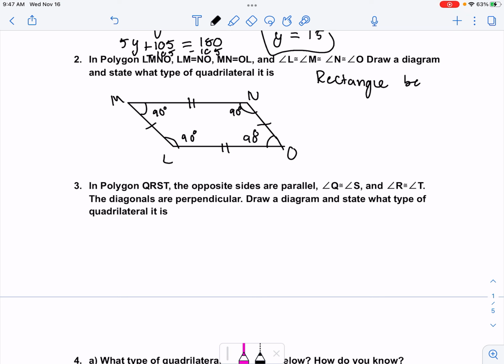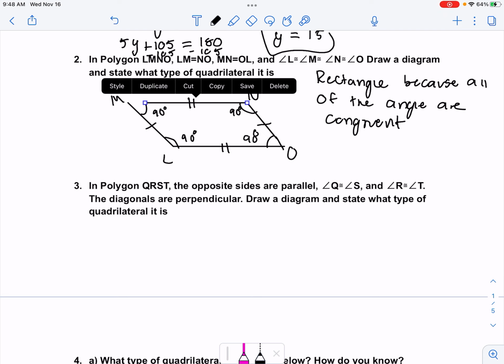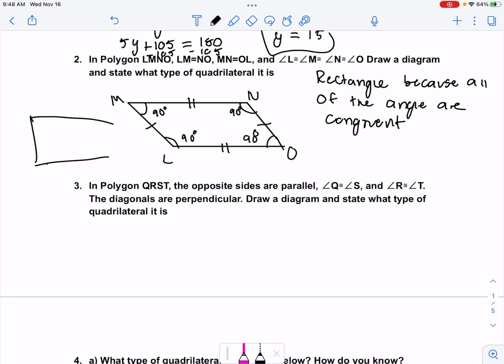And that's because all of the angles are congruent. That's what makes a rectangle a rectangle. Obviously my drawing is not accurate because I drew a parallelogram, so it would have to look right, right? If you needed to redraw it, you would just draw it like this. Not important though. Remember, drawing we just use for visualization purposes.